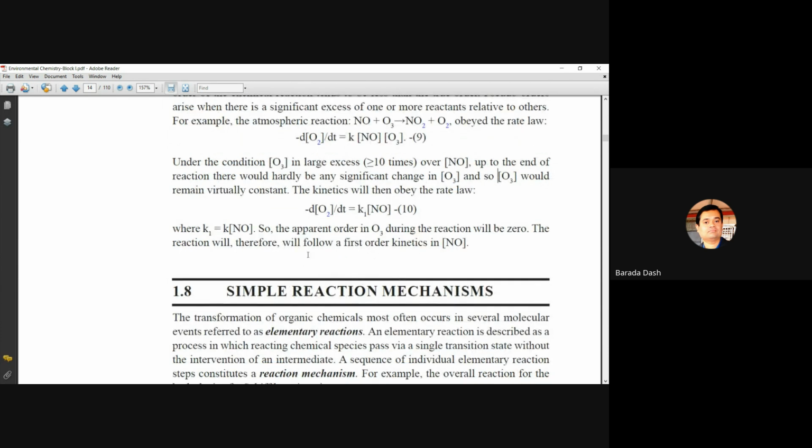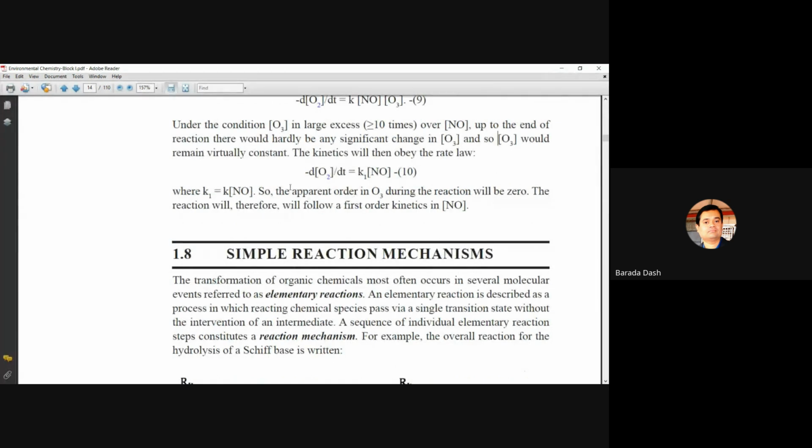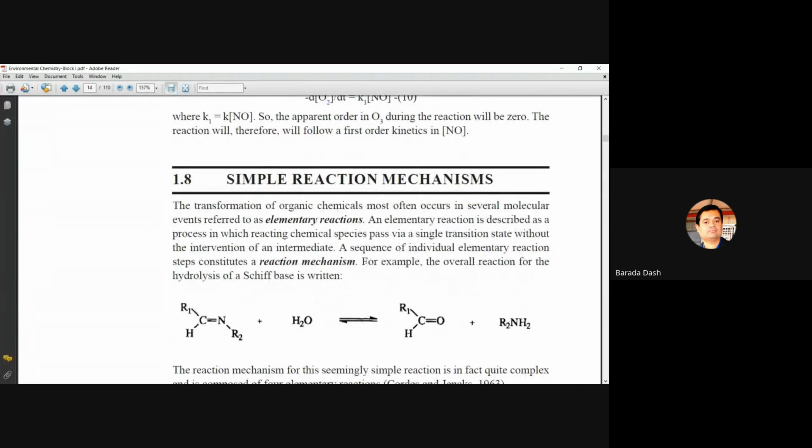So in this case, k1 equal to k into the concentration of NO. So the apparent order in O3 will be zero order, and the reaction will therefore follow first order kinetics. So that means the order for O3 will be 0, and for NO it will be a first order reaction.